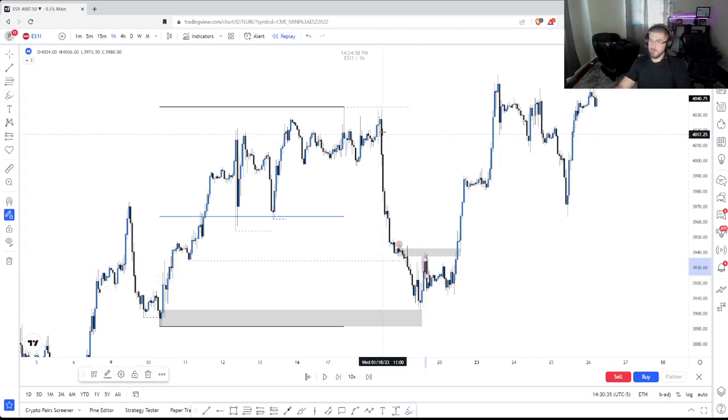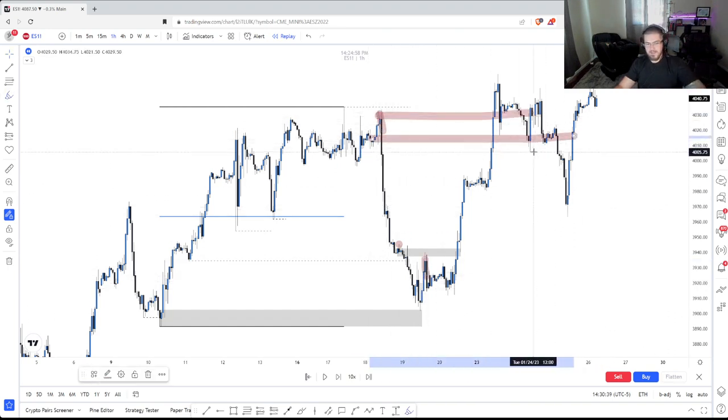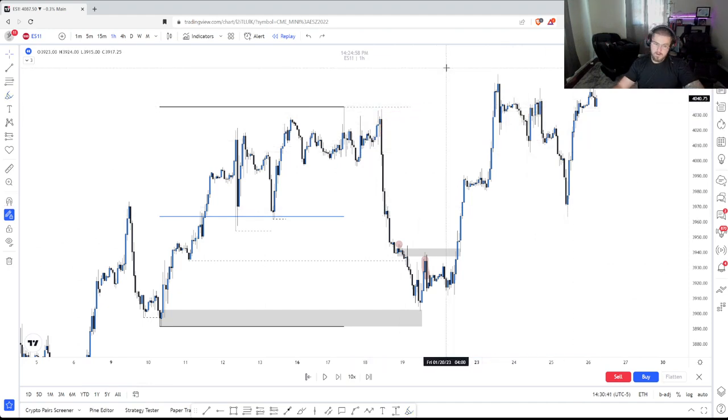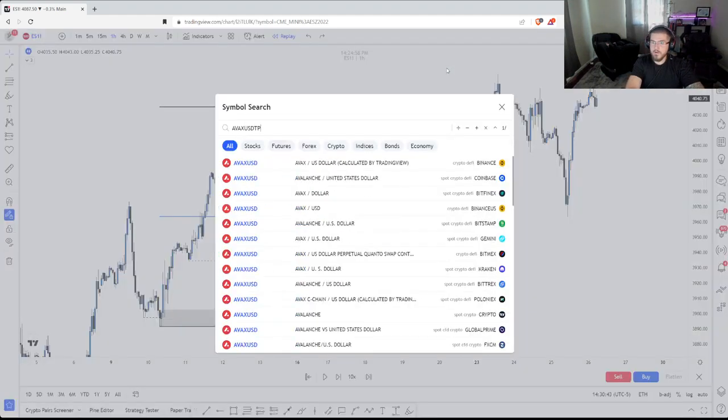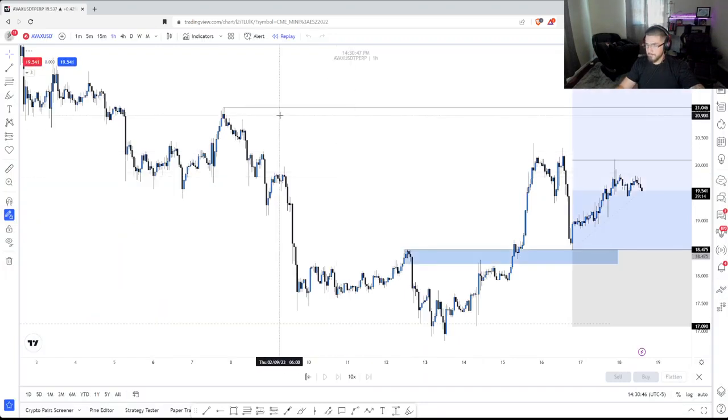I would have picked this candle or maybe this candle. You're like, what the heck? That's just not how it works. So another great example of a breaker would be that AVAX trade we took.